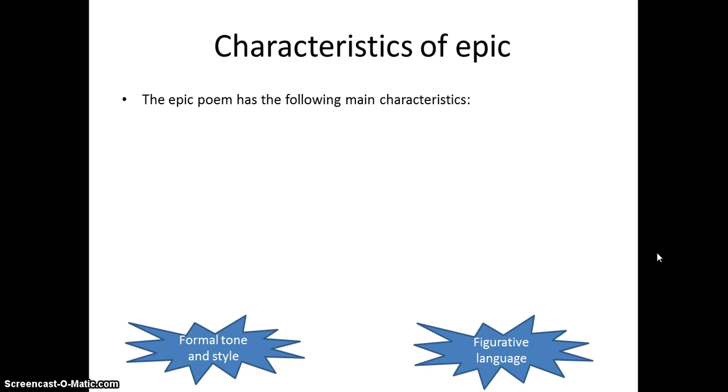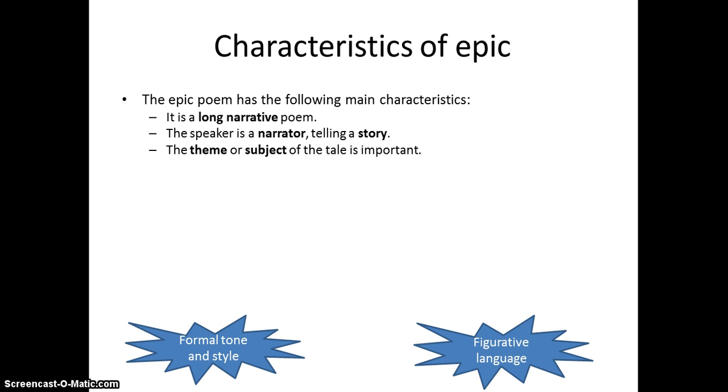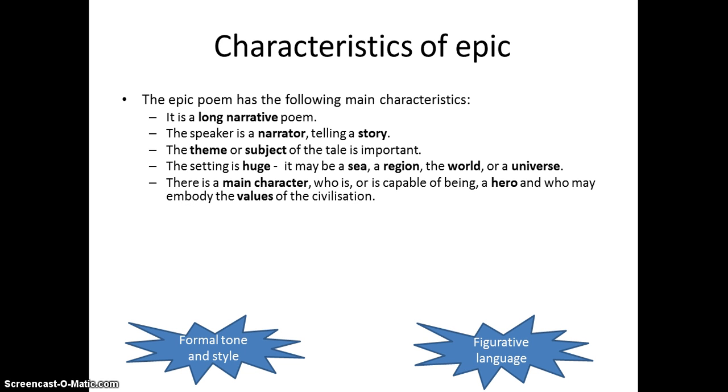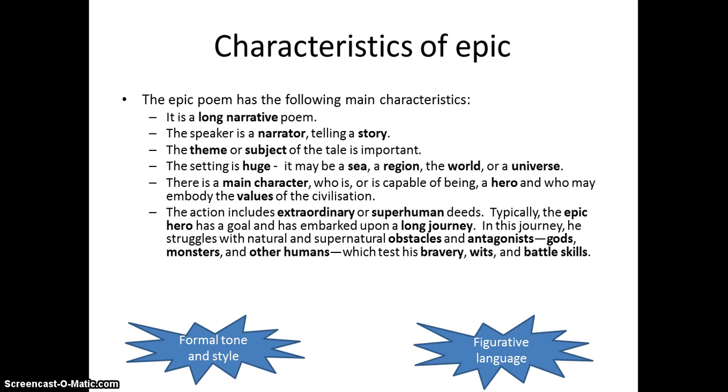There are many different characteristics of epic poetry, and you will notice many of these when you are reading the different passages from the Odyssey during this unit. The main characteristics are: it's a long narrative poem. The speaker is a narrator who tells a story. The theme or the subject of the tale is important. The setting is huge. It could be a sea, a region, the world, or a universe. There is a main character who is, or is capable of being, a hero, and who may embody the values of the civilization. The action includes extraordinary or superhuman deeds.